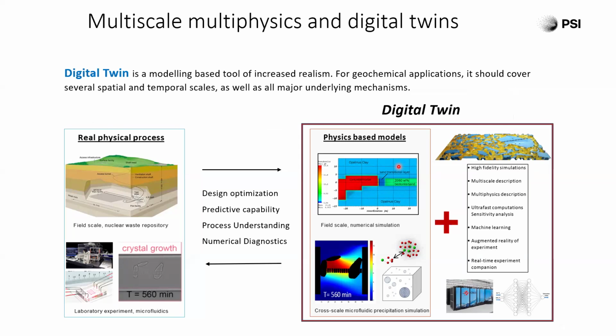So for that, this is maybe the vision. We want to have a digital twin. So what is the digital twin? A lot of things are said nowadays about the digital twin. In our definition, it's a modeling-based tool of increased realism, which can really describe the real processes that take place in the physical counterpart. For the cases that we're considering, from simple laboratory experiments to the full nuclear waste repository processes, we need to have some specific qualities. We have to have high-fidelity simulations, so very good numerical models. We have to have multi-scale description, multi-physics, and we need ultra-fast simulations. Just coupling a molecular dynamics solver with a macroscopic solver will not work.